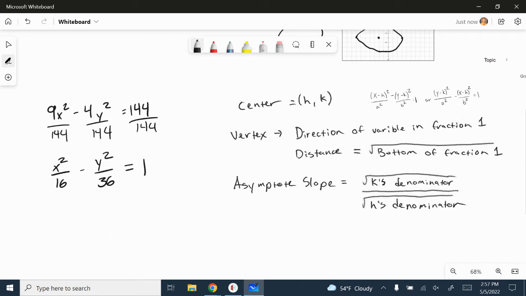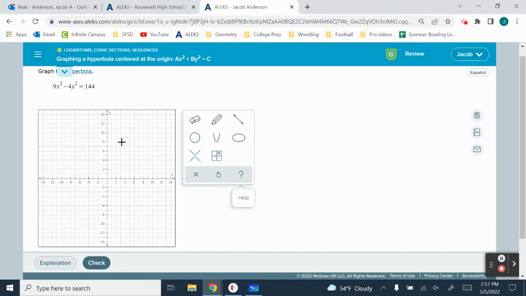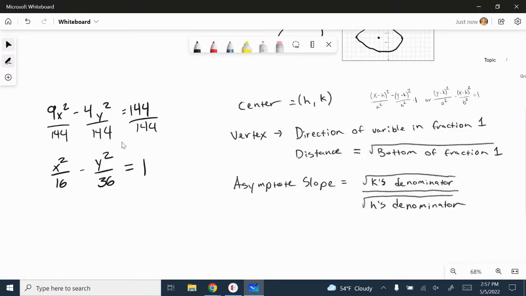equals 1. Okay, so I know that this is going to be centered at the origin because we have x and y on top without any subtraction or anything. I also know that this is a hyperbola because we got the minus sign in the middle. You could potentially get a question where there's a minus sign in front and a plus in the middle, and that would mean you just have to switch these two around because we always want that minus sign in the middle. So just be careful with that. Always want the minus sign in the middle. Okay, so let's go to our center.